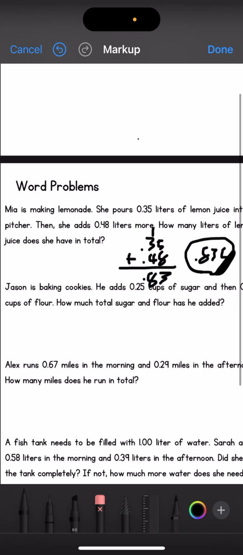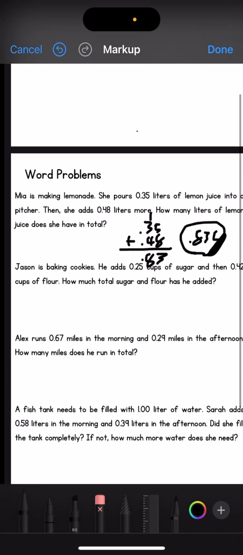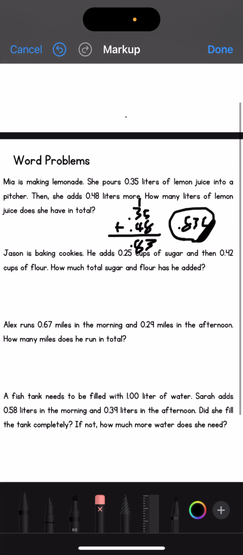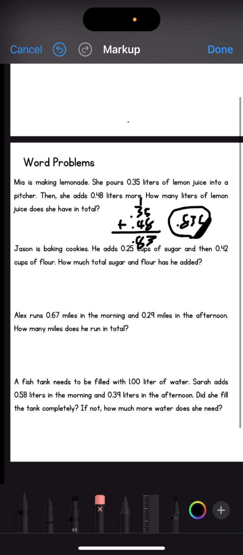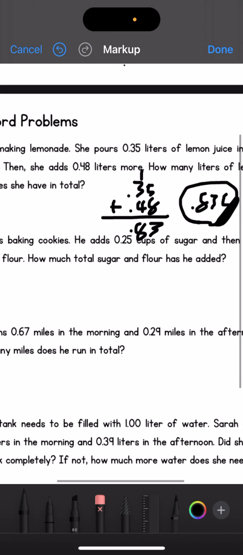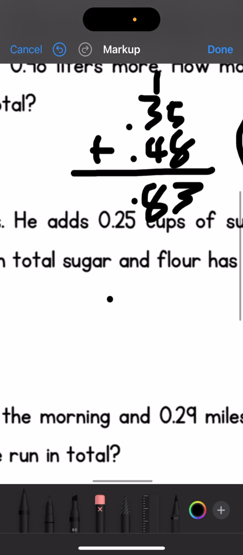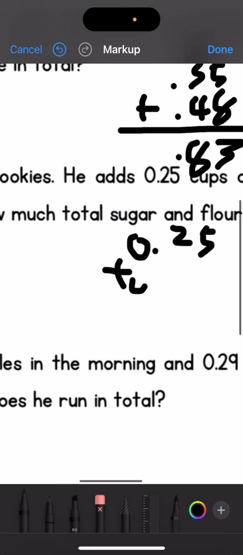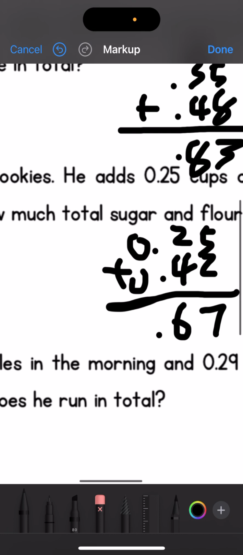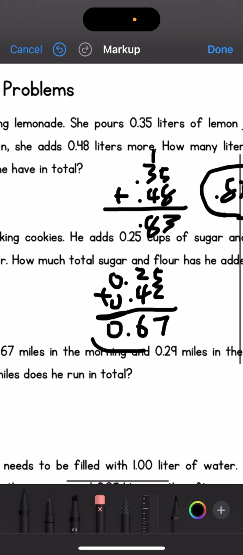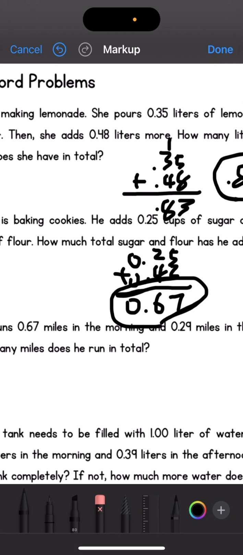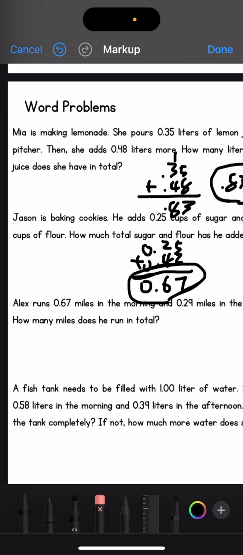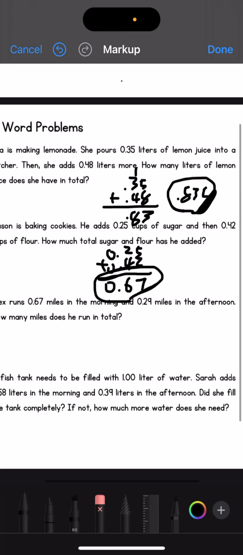Number 2, Jason is baking cookies. He adds 0.25 cups of sugar and then 0.42 cups of flour. How many total sugar and flour has he added? So we're counting flour and sugar. So we're going to add this together. And we get 0.67.